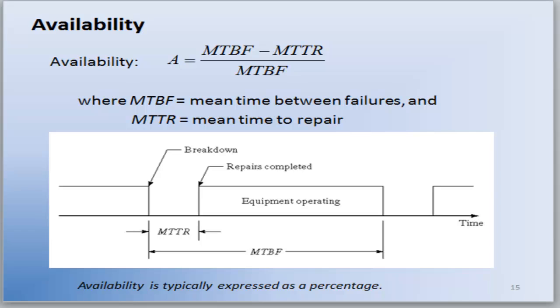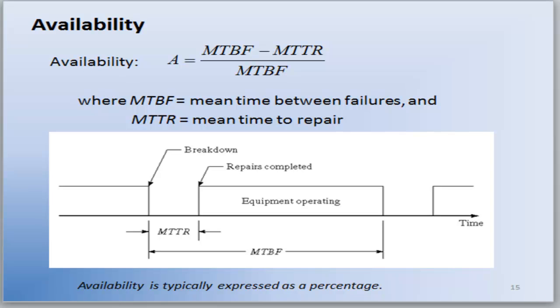Another one is availability. Availability is a common measure of the reliability of equipment. It is usually applied to automated production equipment. Availability is defined using two other reliability terms, as shown in this figure, MTBF and MTTR. MTBF means mean time between failures, and MTTR means mean time to repair. The MTBF is the average length of time the piece of equipment runs between breakdowns, and MTTR is the average time required to service the equipment and put it back into operation once a breakdown occurs, as shown in this figure. So availability can be expressed as in this equation, A equals MTBF minus MTTR divided by MTBF.